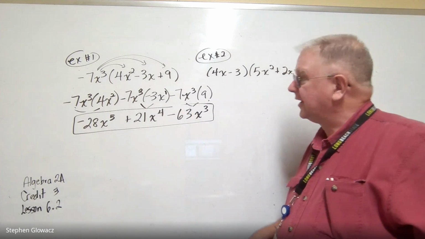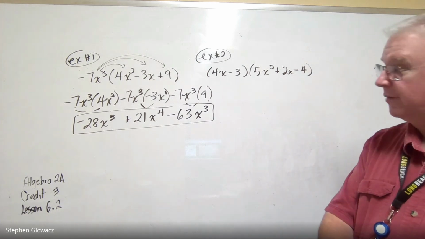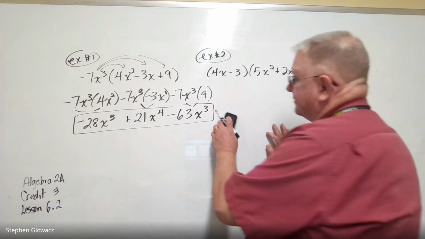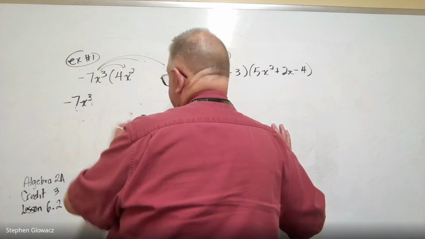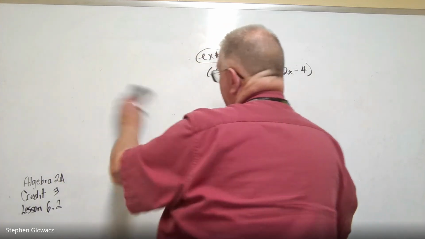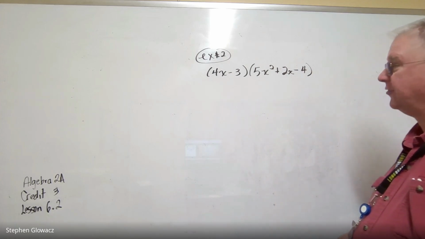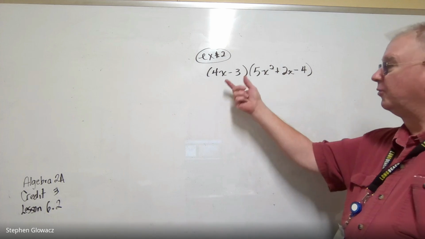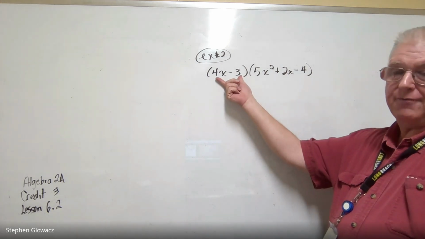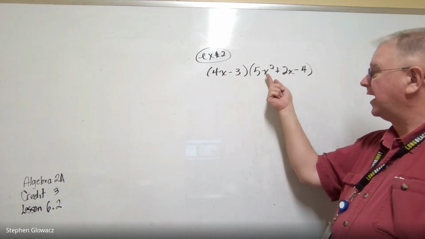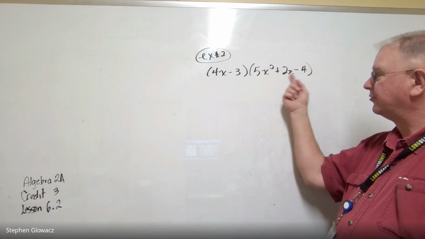All right, let's take a look at an example for problem number 2. We're going to erase problem number 1 here just so we have some space. Again, you can rewind and pause to go back to that if you need to. On number 2, instead of a single term, we have two terms, which we call a binomial, being multiplied by these three terms, which we call a trinomial.